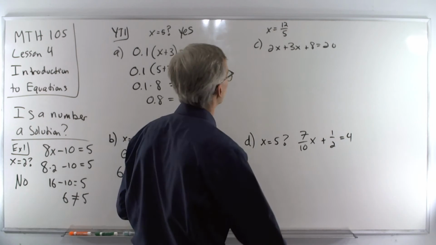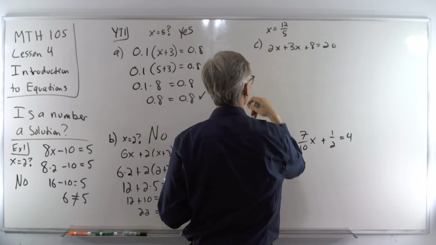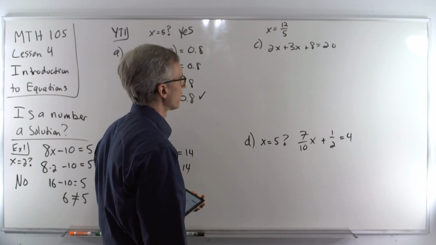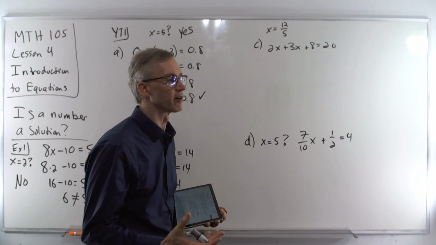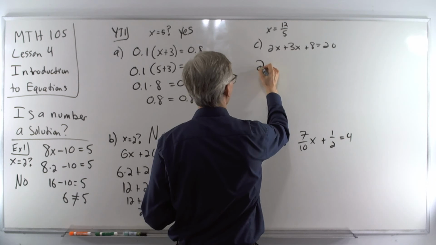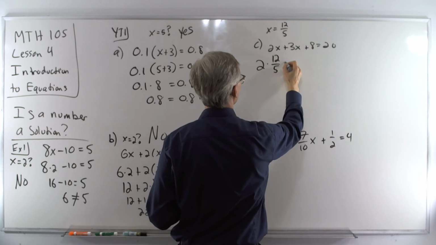Part C. Got 12 fifths. We're going to plug it in for both of those. Now there's 2 different ways we can do this. We could plug it in for both values of x, or we can simplify first. But it's really best to just plug them in, just in case you make a mistake while simplifying.